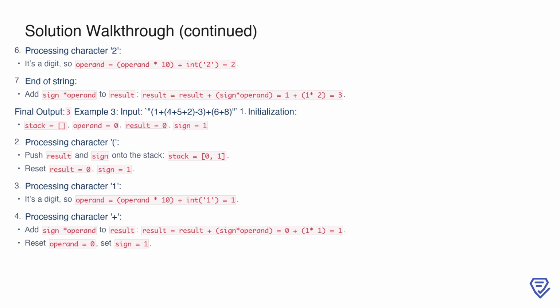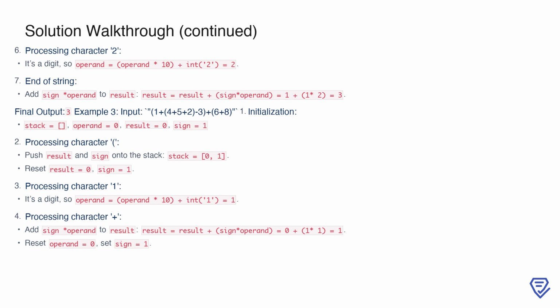close parenthesis - 3 close parenthesis + open parenthesis 6 + 8 close parenthesis. We begin with our usual initialization: an empty stack, operand is 0, result is 0, and sign is 1. The first character is an open parenthesis, so we push the current result and the sign onto the stack. This is done to save the context of the outer expression. At this point, the stack becomes 0, 1. Then, we reset the result to 0 and the sign to 1.